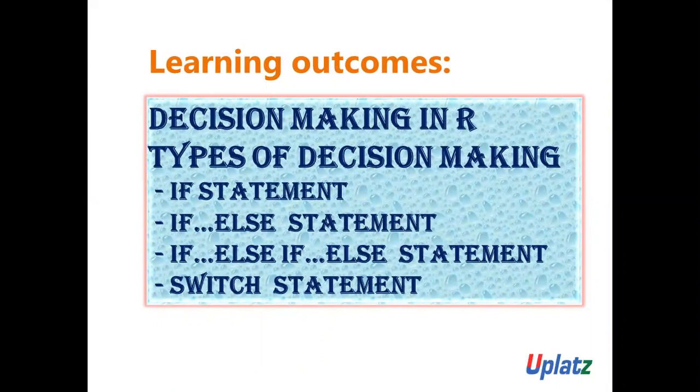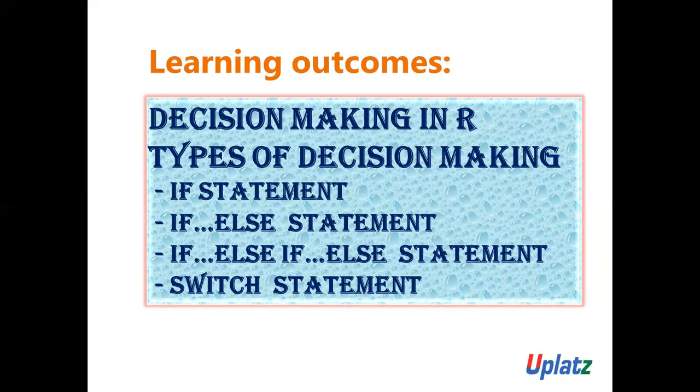So see here, we are going to start with what is decision making. What is meant by decision making? After that, we are going to see what are the types of decision making statements supported in R programming, such as the if statement. We are going to learn what is an if statement, what is the syntax to create an if statement, and then an example of the if statement. As well as we are going to see the flow chart of each of these types of decision making statement. So we are going to start with the first type, that is the if statement, and then the if else statement, and then the nested if else statement, and finally the switch statement. These are the four types of decision making statements supported in R programming.